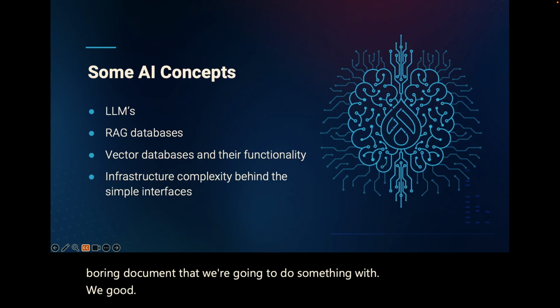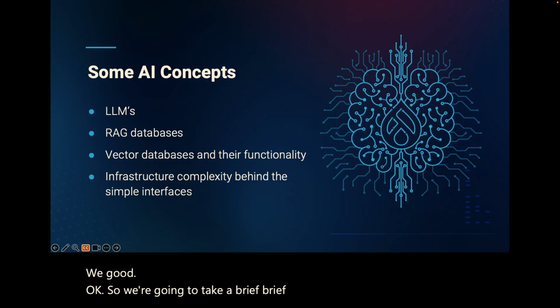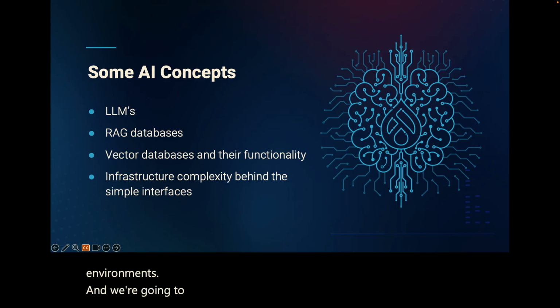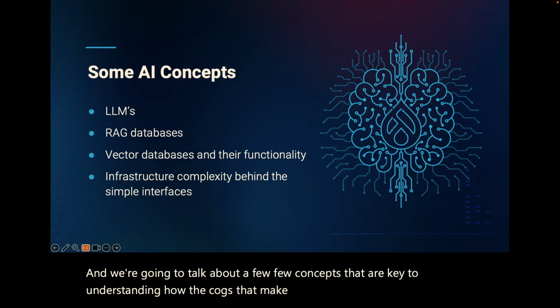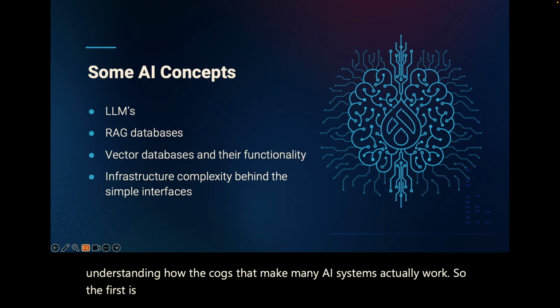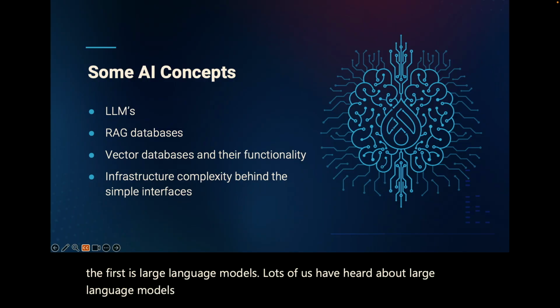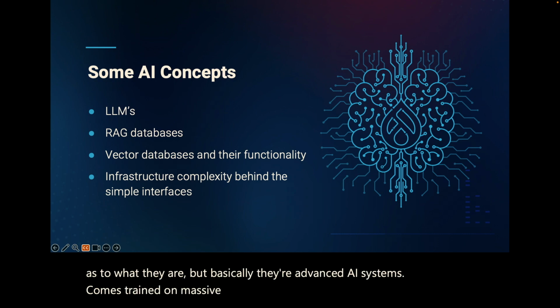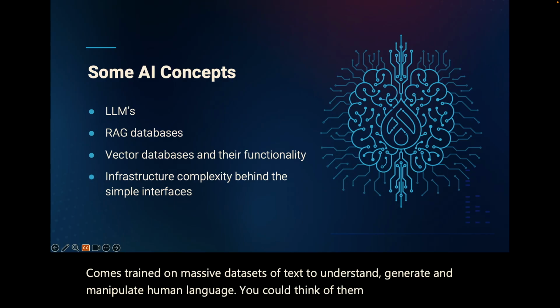Okay. So we're going to take a brief dive into some concepts while the hamsters are doing their thing and spinning up your environments. We're going to talk about a few concepts that are key to understanding how the cogs that make many AI systems actually work. So the first is large language models. Lots of us have heard about large language models, and sometimes it's a little hazy as to what they are. But basically, they're advanced AI systems trained on massive data sets of text to understand, generate, and manipulate human language. You can think of them as autocomplete on steroids.